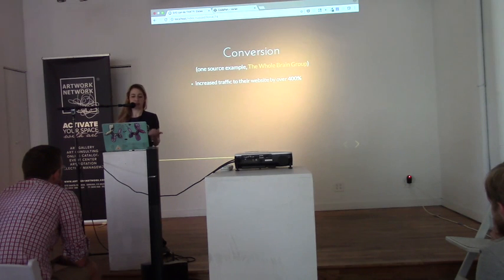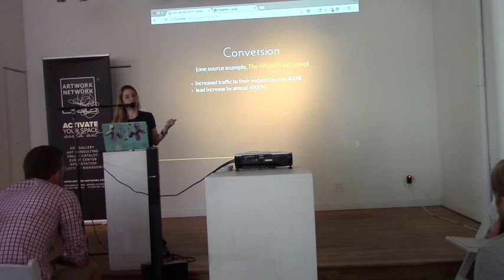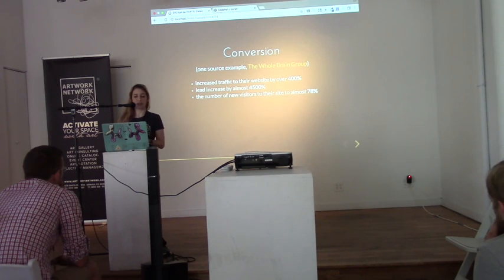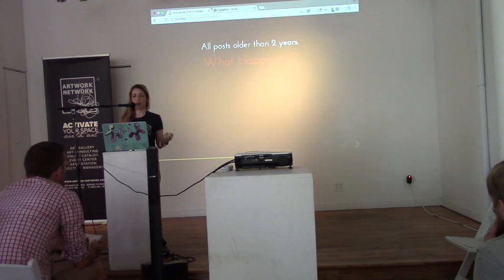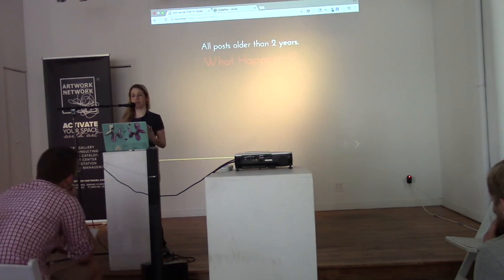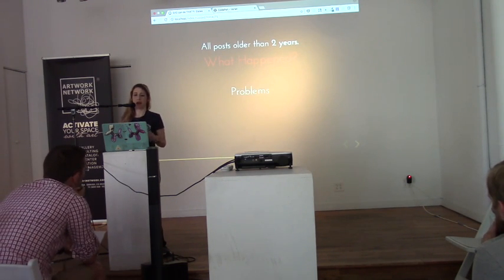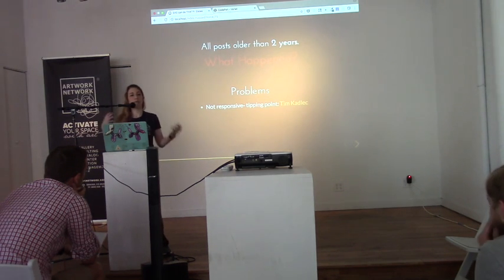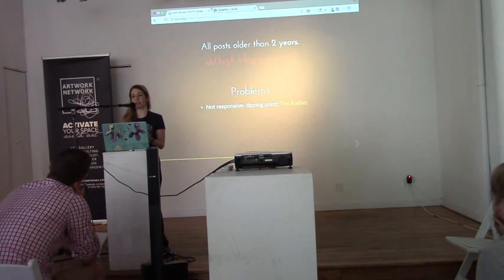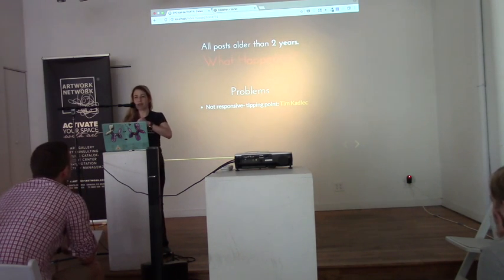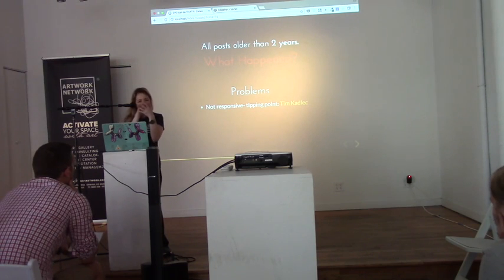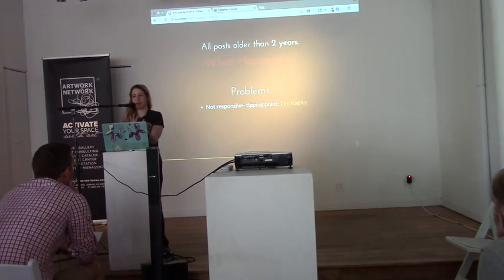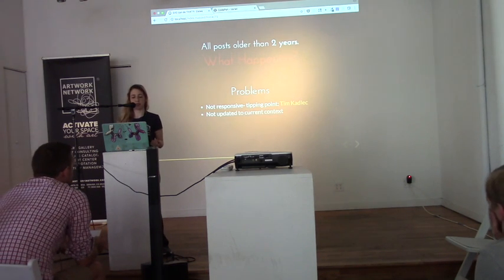It increased website traffic by over 400%, leads increased by 4,500%, and the number of new visitors to their site by 78%, but all of those posts are over 2 years old, so what happened? Some of the problems here are that it's not responsive. There was a tipping point in mobile where people stopped sharing and looking at Twitter so much on their desktop. And infographics, I don't know if you've ever seen one on your phone, but they're horrible pinch and grab affairs, and you can't really see any of them. So I think that probably had something to do with it.